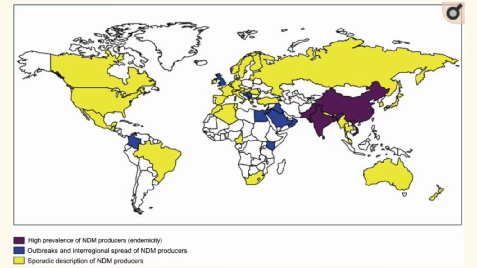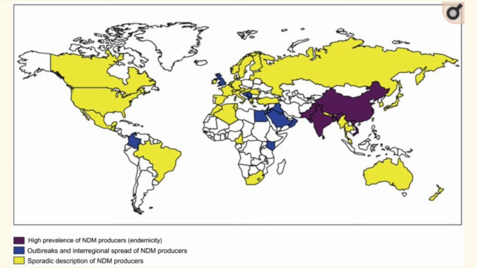And if you look at this picture, the purple countries represent areas which are impacted more. The NDM producing bacteria are highly prevalent in these areas. And you can see that's where the bacteria originated in the first place, which makes sense. The blue countries are where there are frequent outbreaks, and the yellow countries represent places where the outbreaks are more sporadic. There's only a few cases.